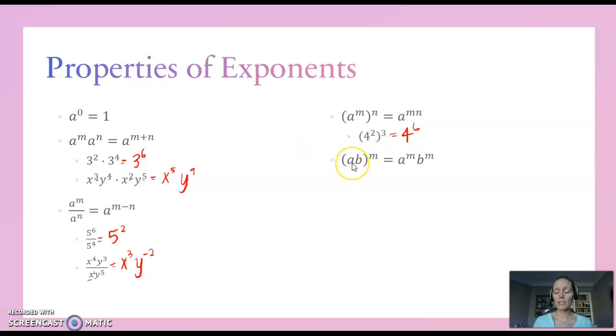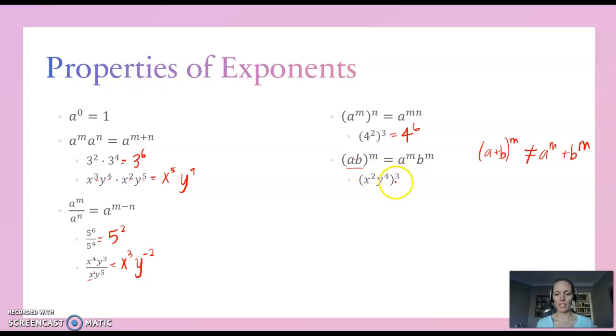Our next rule is kind of a distribution concept, but make sure you make a really important note that you can only distribute exponents with multiplication or division. So if I have a plus b to the power of m, this is not the same as a to the power of m plus b to the power of m. So we have to make sure that we only apply this rule when there's multiplication or division.